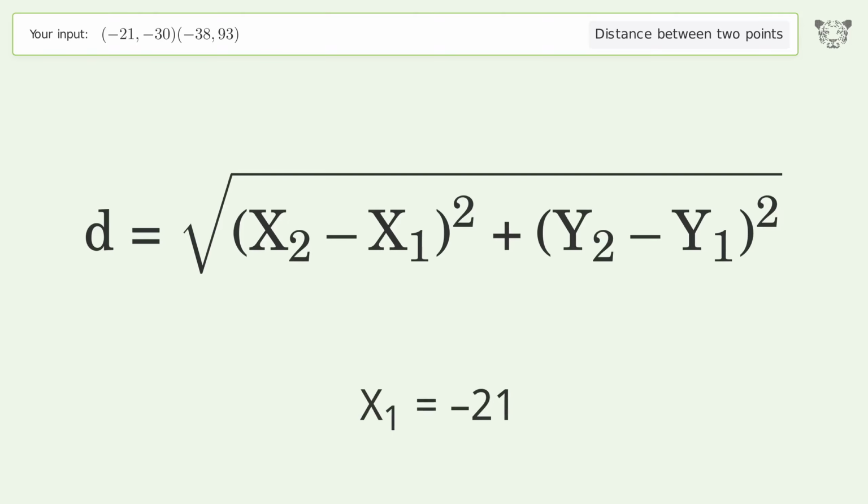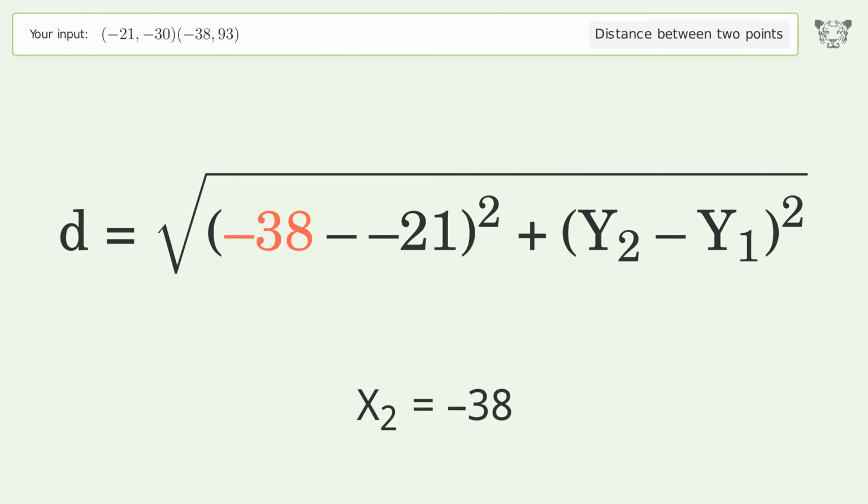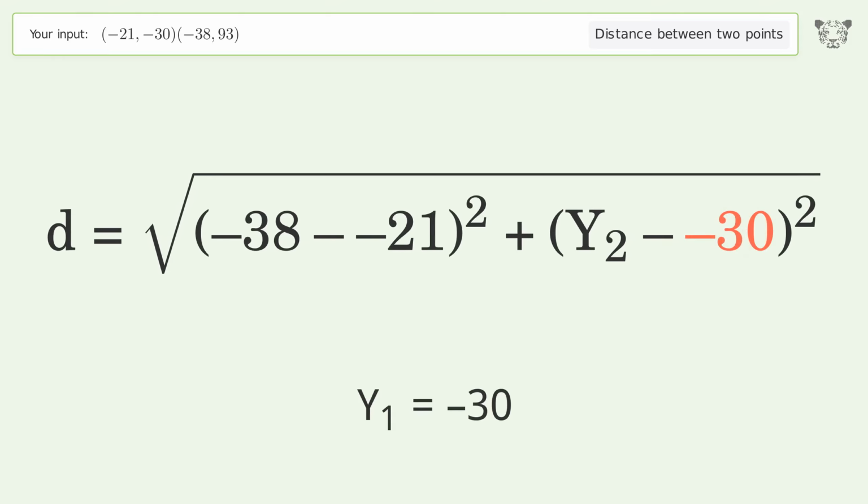x1 equals -21. x2 equals -38. y1 equals -30. y2 equals 93.